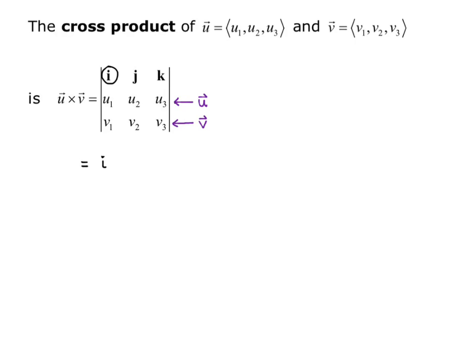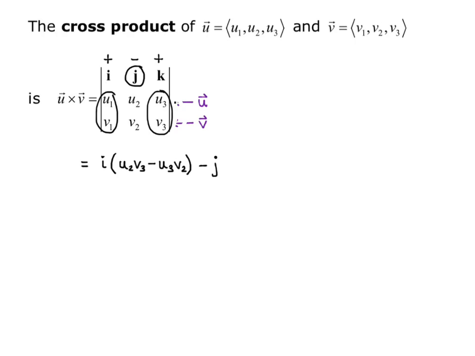So we have i, our first entry, times the determinant of u2, u3, v2, v3, which would give us, if we do our forwards diagonal minus backwards diagonal, u2 v3 minus u3 v2. And then remember, signs alternate, so I'm going to do minus j times the determinant of u1, u3, v1, v3. Doing the forwards diagonal minus the backwards diagonal, that becomes u1 v3 minus u3 v1.